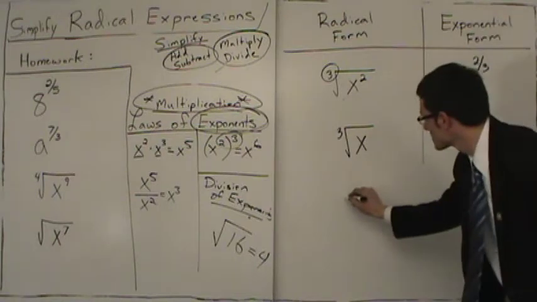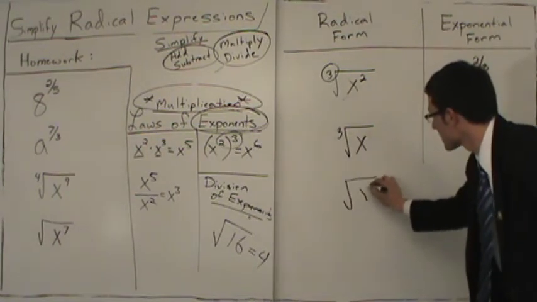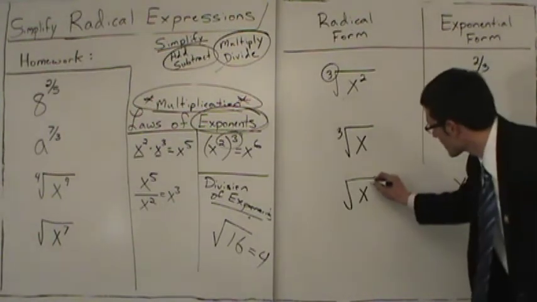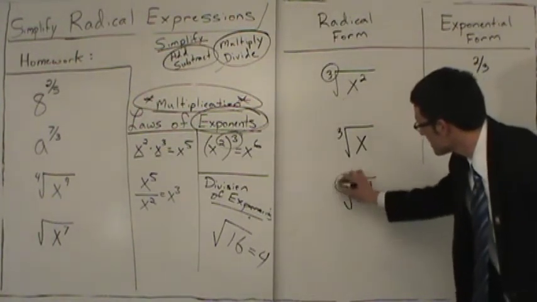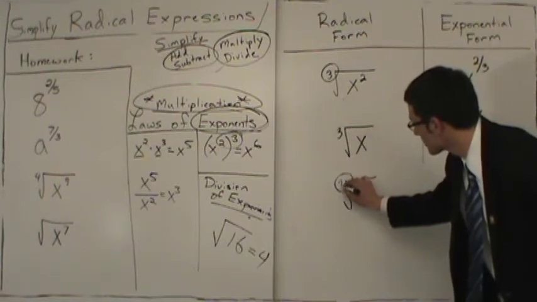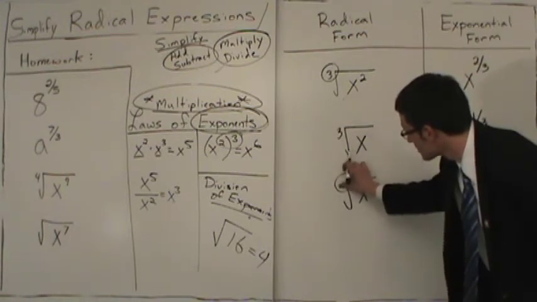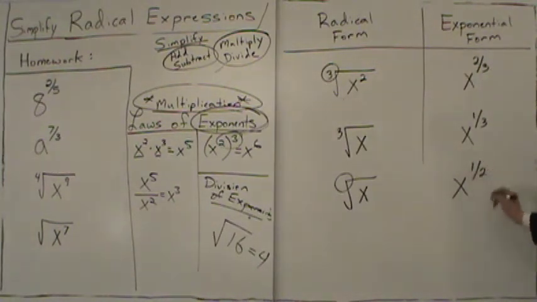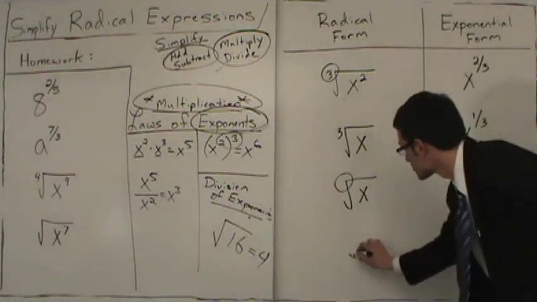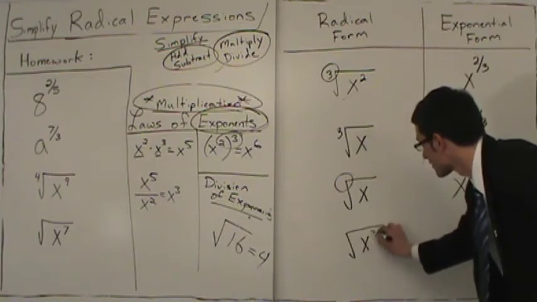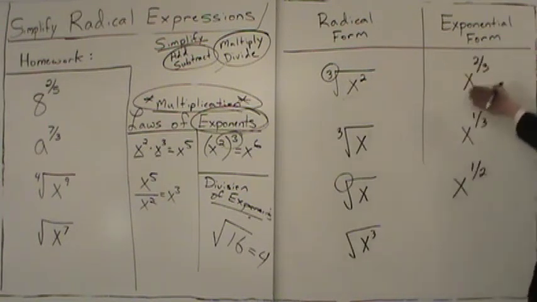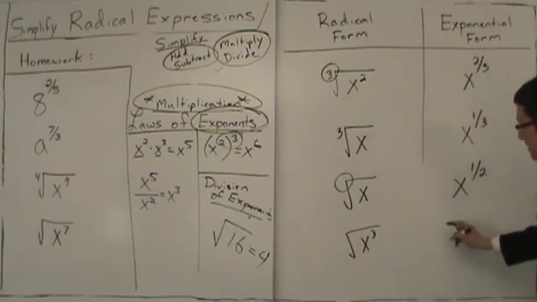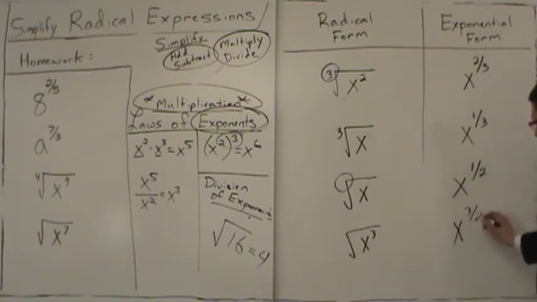Okay, square root of x is x to the, well, we have a 1 underneath, and the unwritten index is a 2. Even though it's not written, we assume that this is a 2 for square root. So this is x to the what? X to the 1 divided by 2 power, or x to the 1/2 power. And square root of x to the 3rd, again, this is your radical form, and over here we have our exponential form. Square root of x to the 3rd is written as x to the 3/2 power.